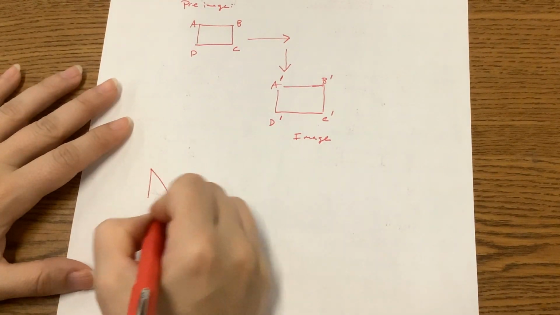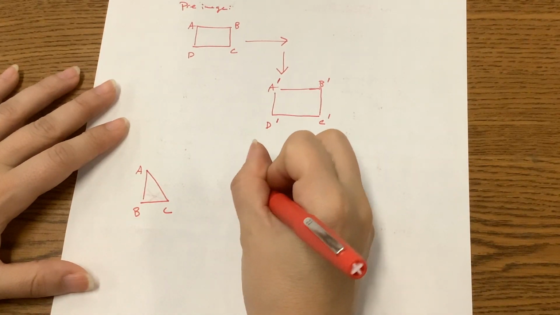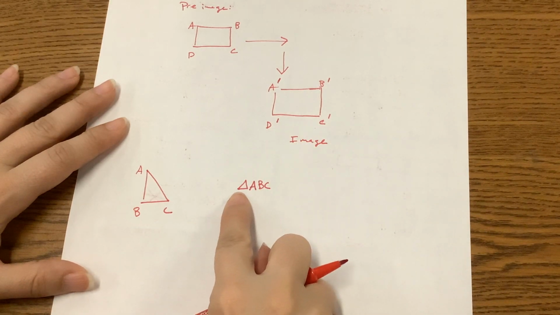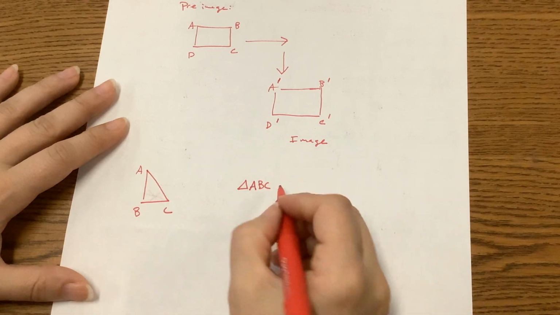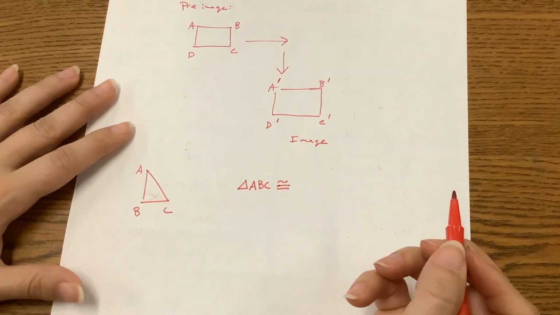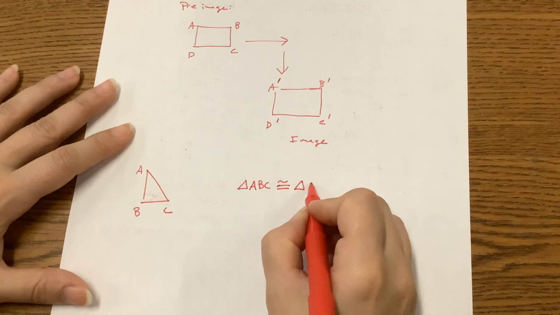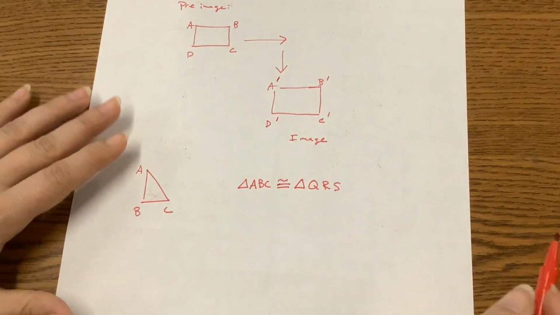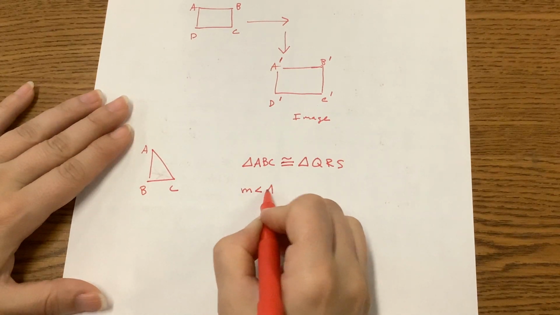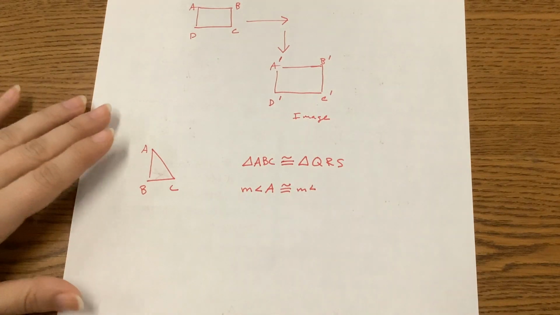If I give you a triangle ABC, okay, the triangle symbol means the same thing. We've just named it, and now this symbol means it's a triangle, and these are the 3 points. Is congruent to triangle QRS. Okay, so now what if I were talking about the angles? The measure of angle A is congruent to what angle on the other one?